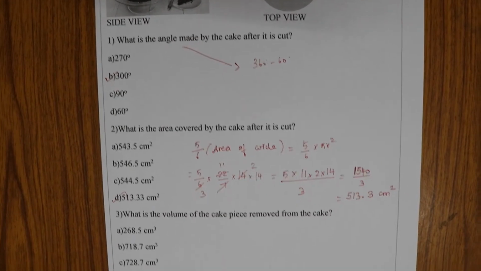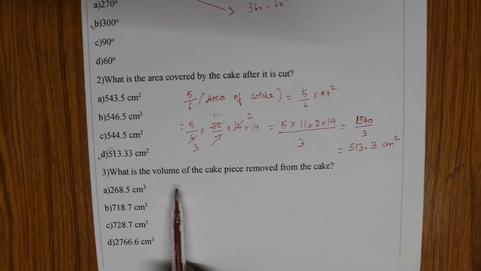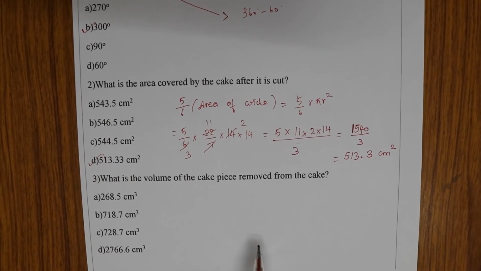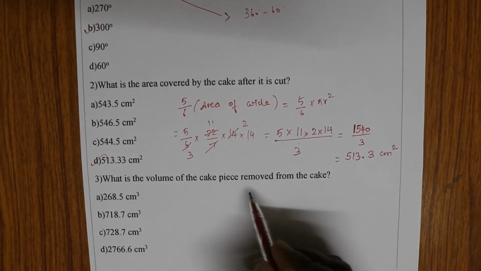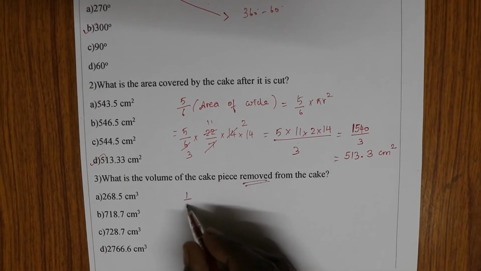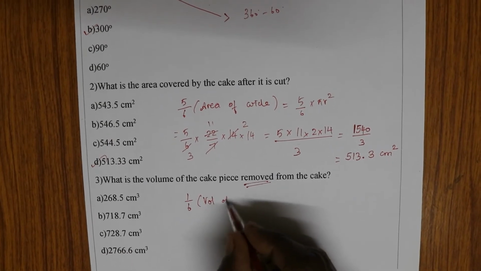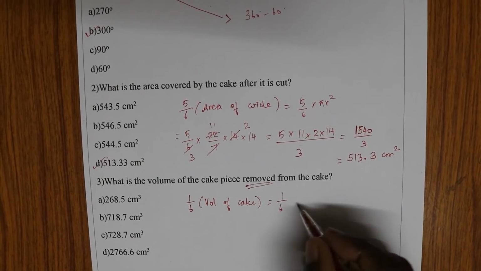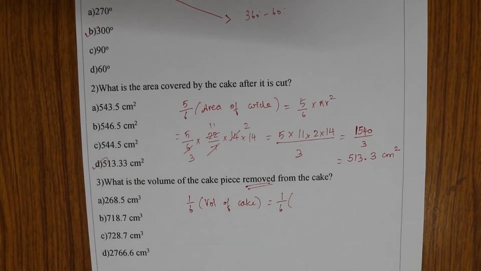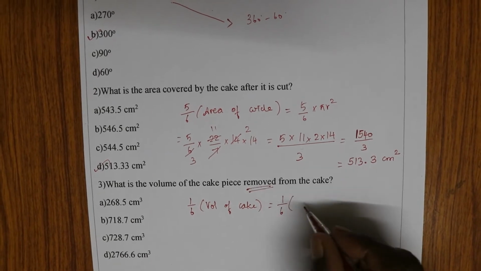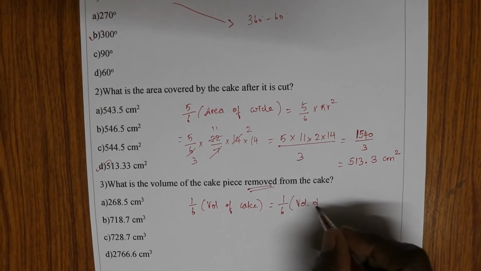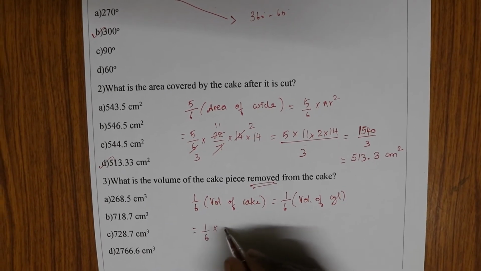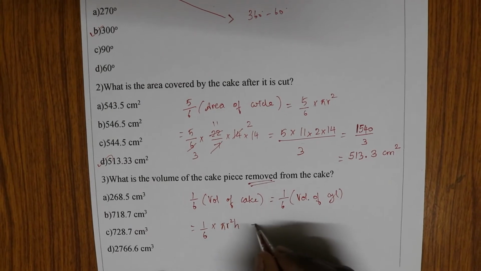Then coming to subdivision 3. What is the volume of the cake piece removed from the cake? So 1/6 of the entire volume is being removed. So they are asking what's the removed part. So 1/6 volume of the cake. Volume means you have to imagine some 3D shapes. When you look at this particular cake, it looks like a cylinder. So it is actually 1/6 volume of the cylinder. What's the volume of the cylinder formula? It is pi r squared h.